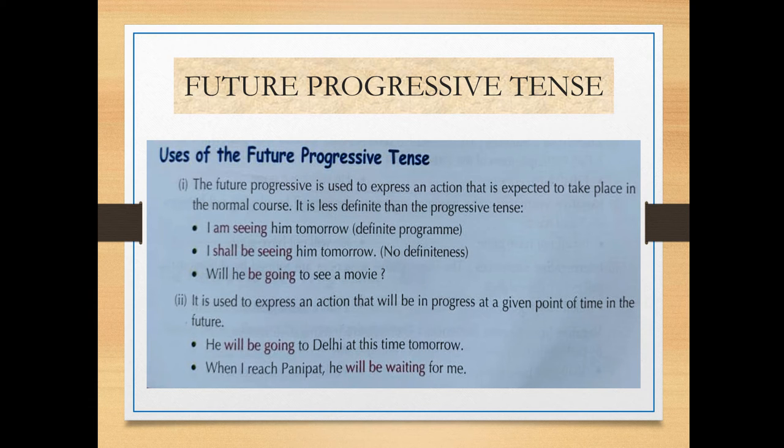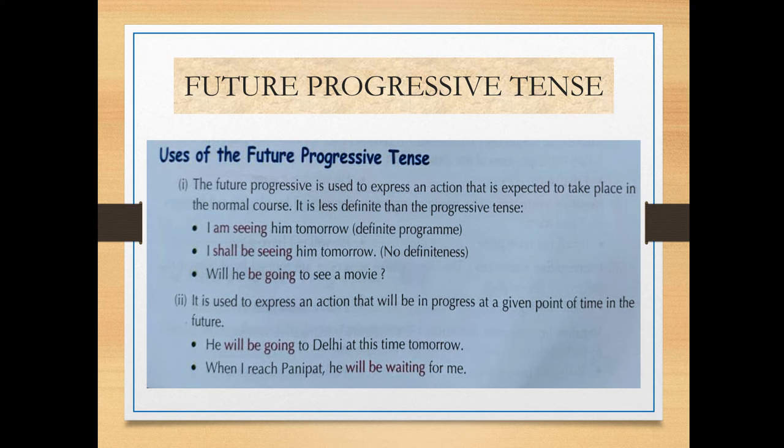Now let's see the uses of the future progressive tense. The future progressive is used to express an action that is expected to take place in the normal course. It is less definite than the progressive tense. I am seeing him tomorrow. Now this is definite. I shall be seeing him tomorrow. So no definiteness is there. I am planning to see him, might see, might not see, right?